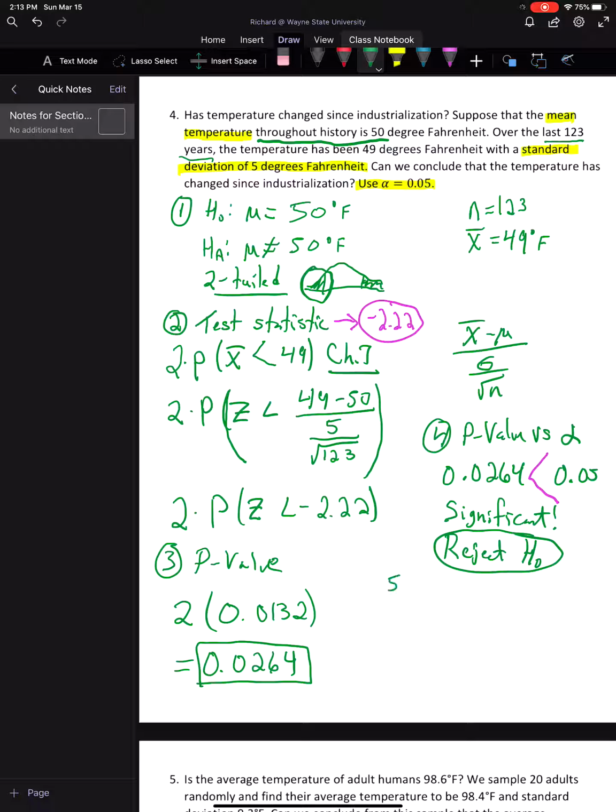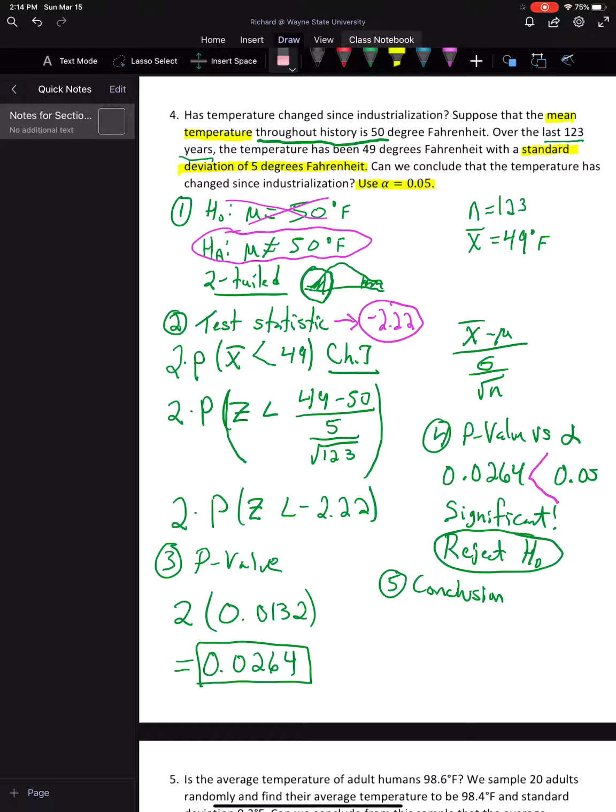Now step 5 is we have to write the conclusion, which means to actually answer the question. In this case, it says, can we conclude that the temperature has changed since industrialization? Okay, well, let's again review. We rejected the null in favor of the alternative, right? So we think that the alternative is true because we rejected the null hypothesis. So what that's telling us is, yes, there is some sort of change.